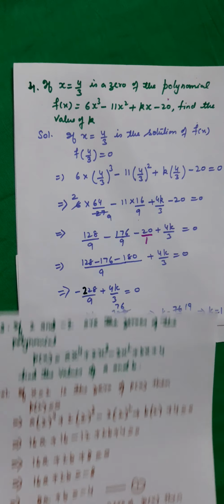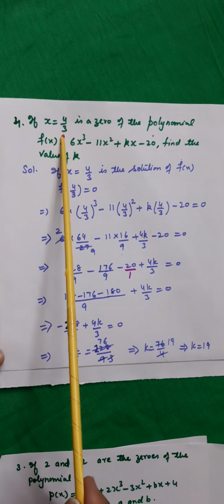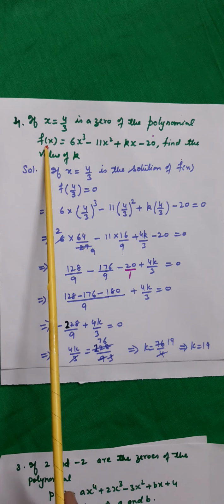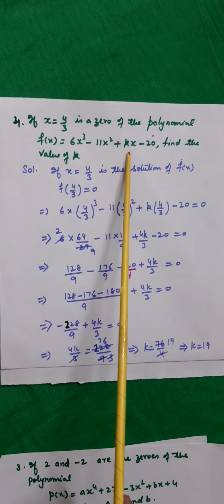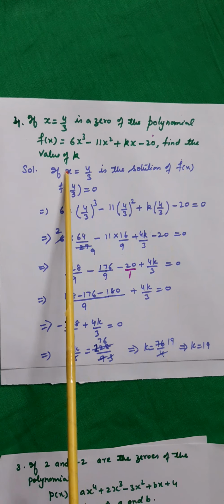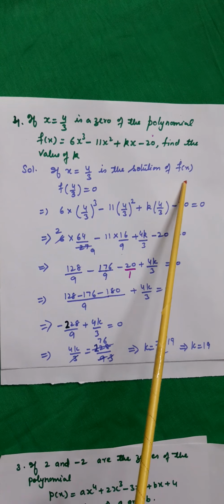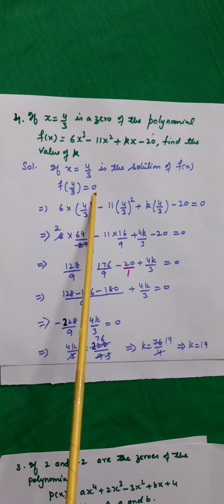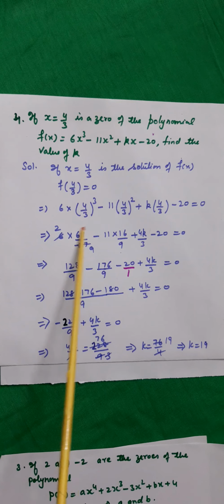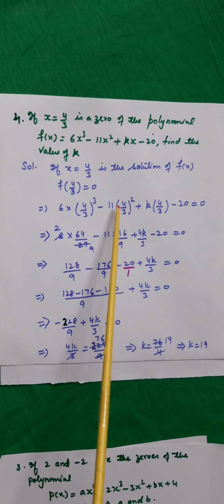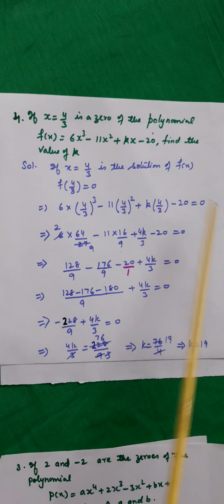One more question. If x is equal to 4 upon 3 is the zero of the polynomial f(x) is equal to 6x cube minus 11x square plus kx minus 20, find the value of k. If x is equal to 4 by 3 is the solution of f(x), f of 4 by 3 will be equal to 0. This implies that 6 times 4 upon 3 cube minus 11 into 4 upon 3 square plus k times 4 upon 3 minus 20 is equal to 0.